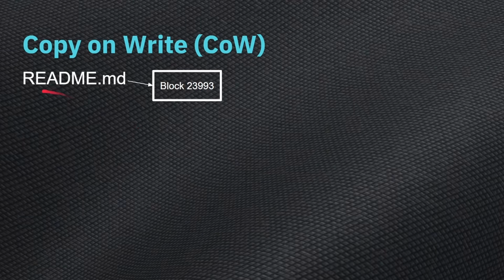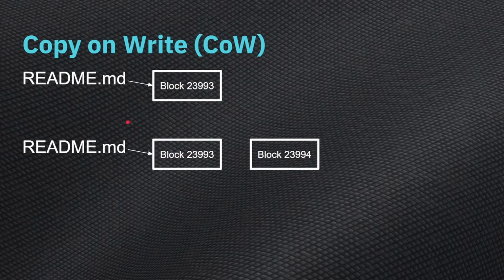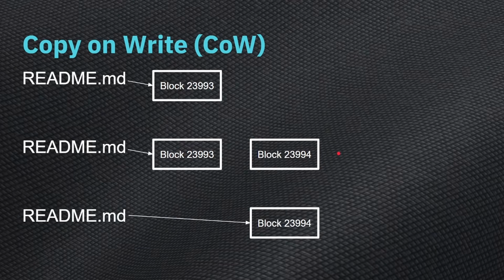So what is copy on write? Well, let's say I've got a file readme.md, and it takes up one block on the disk, and a block might be, let's say, 4K, something like that. Now, when I want to change that file, rather than modify that block directly, all the data gets written into a new block. So let's say I've modified the file, and now a new block is written with the changed version of the file. And then finally, the file readme.md is pointed to this new block.